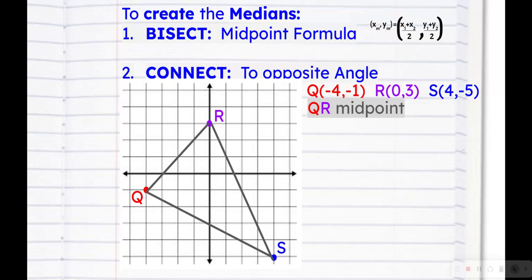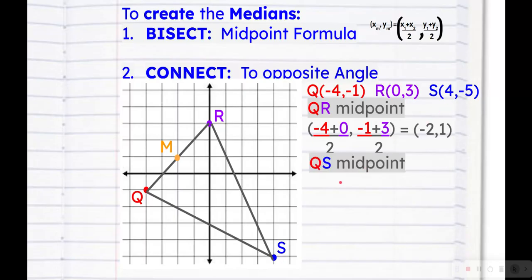So that's adding the 2 x values, divide by 2, add the 2 y values, divide by 2. And I get -2, 1. And then I'm going to plot -2, 1. And that should look like the midpoint on the graph. I'm going to label it M.